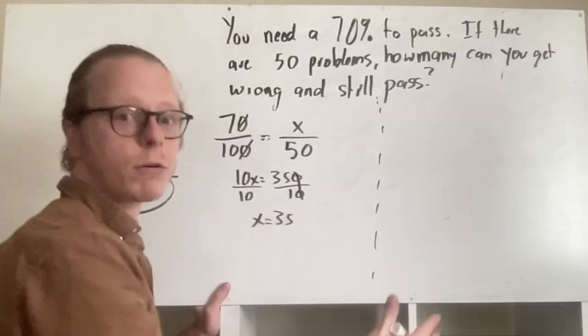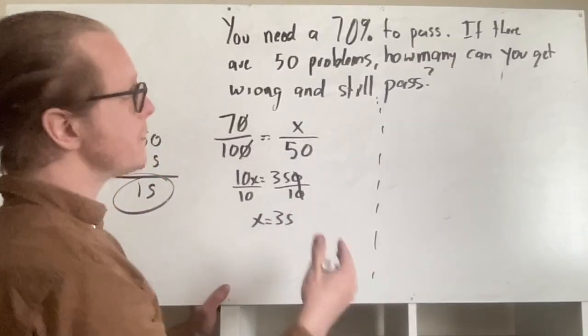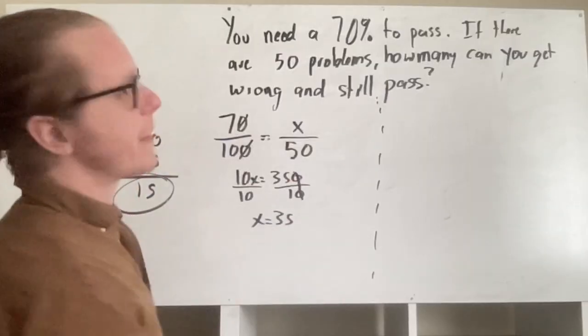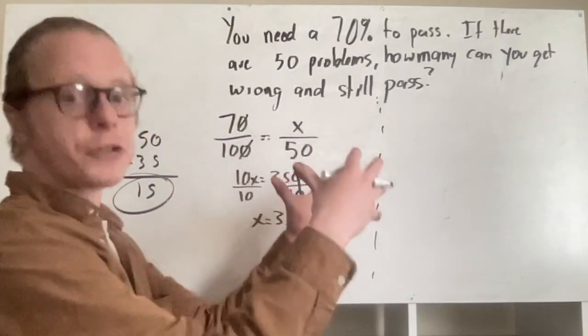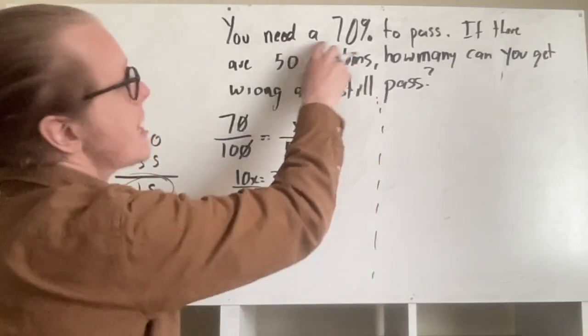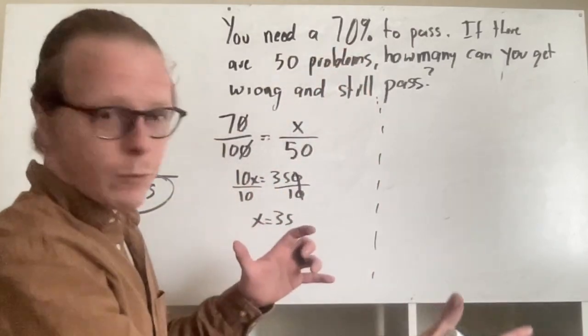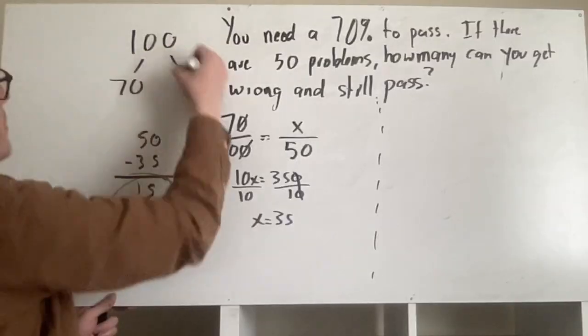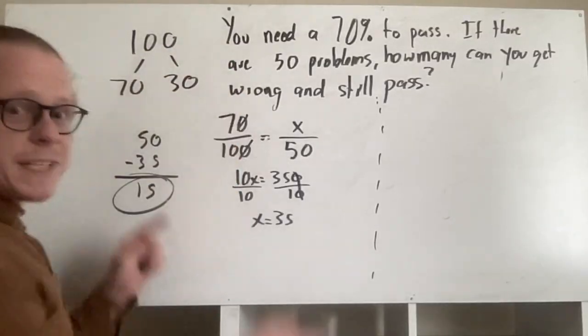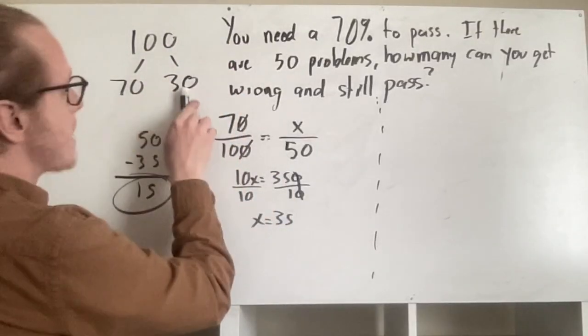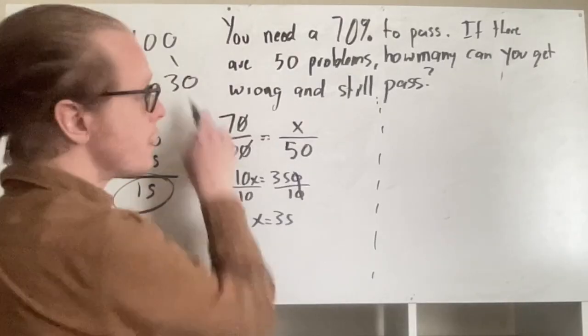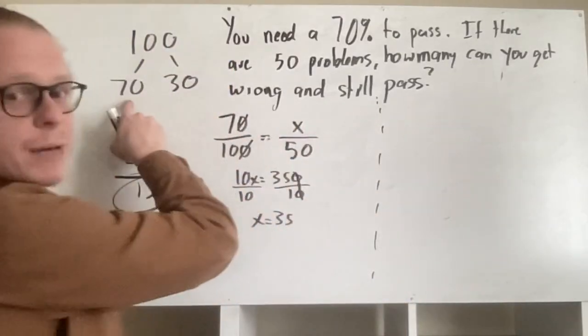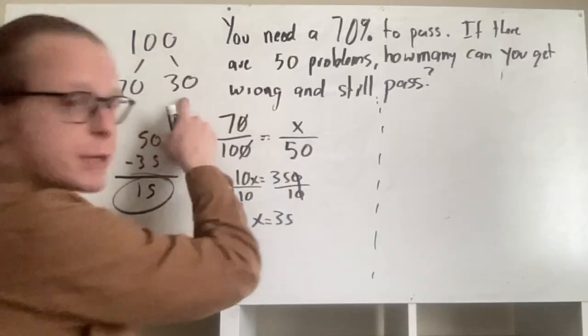Okay, we could also set up a proportion such that we solve for the number that we're allowed to get wrong right away. And the way we do that is to remember that percentages pretty much always add up to 100, right? So if I need 70% right, well, here's my 100. I could break it into a 70 and a 30. So if I need 70% right, that means I can get 30% wrong. So I could, instead of using the 70% of my proportion, I could use the 30%.